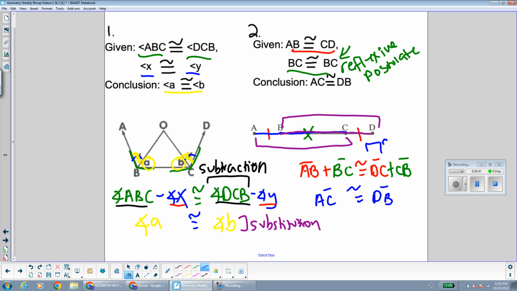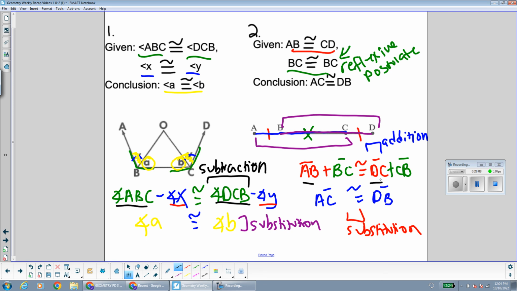Here we have our addition postulate of congruence. AB plus BC is AC. DC plus CB is DB. When we replace the addition with what it actually is, that is the substitution postulate. Let's just verify that our addition worked.